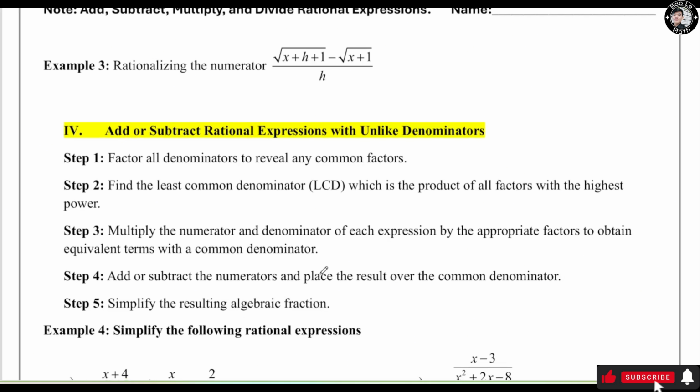Now example number 3. We're going to rationalize the numerator.